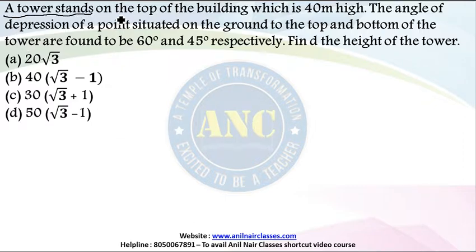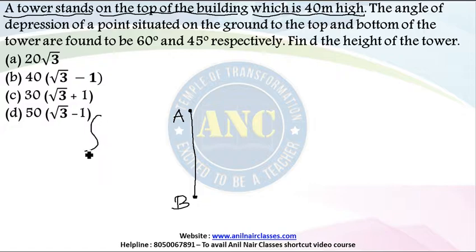A tower stands on the top of a building which is 40 meter high. Okay, first let us draw the building. Building is AB, like the way we solved a question on a flag. Flag was on top of a building. Now there is a tower which is on top of the building. It is given in the question as 40 meters. A tower is standing on the top of the building. Let me call the tower as AT. Tower is represented by T, for example, AT.